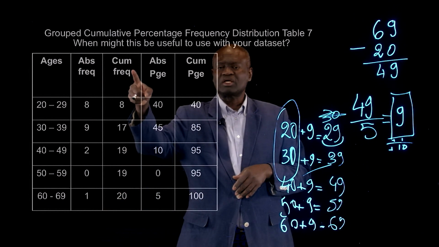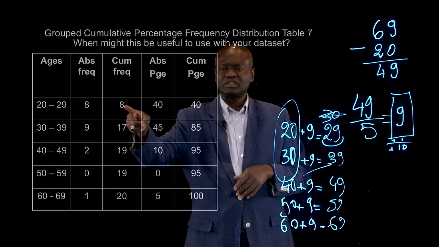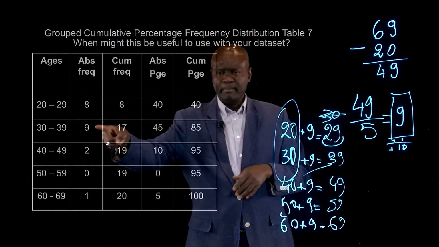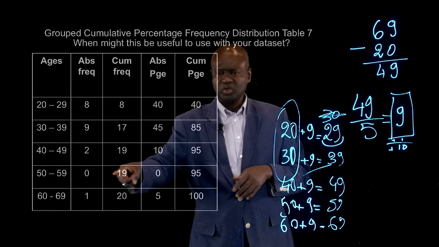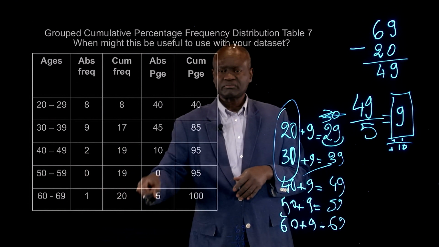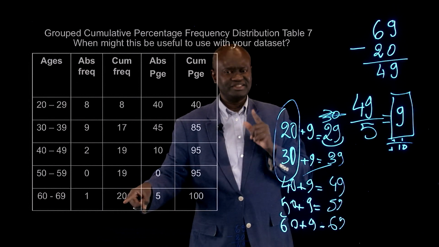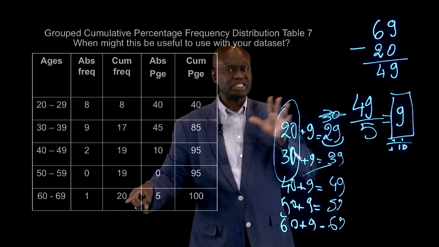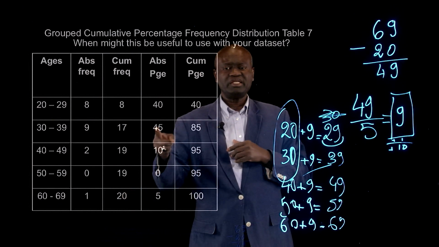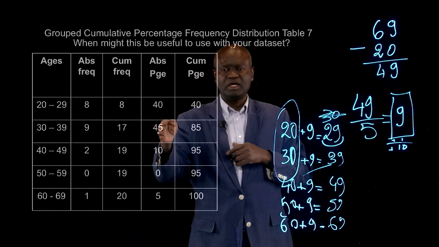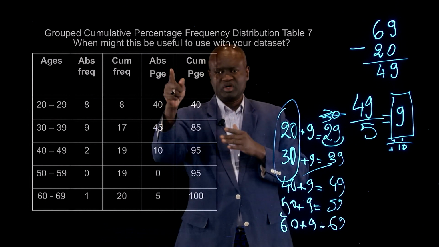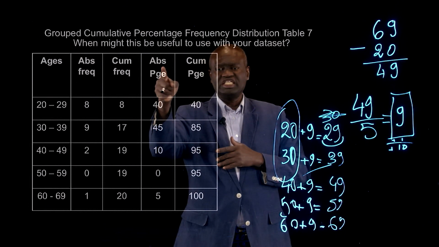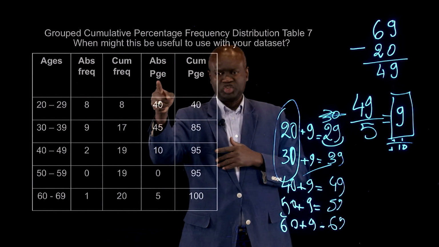That is what we see in cumulative frequency. 8, you reproduce here 8, plus 9, 17, plus 2, 19, plus 0, 19, plus 1, 20. If you do not get 20 here, there is an error. So you have to restart and see what happened. 20 should be here. And then for the absolute percentage, I'm sorry, I had to change the format a little bit. So what you have here is absolute percentage.